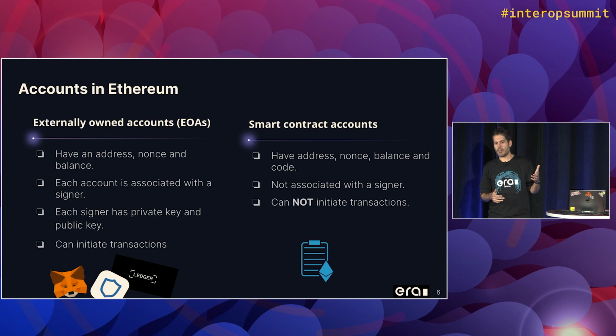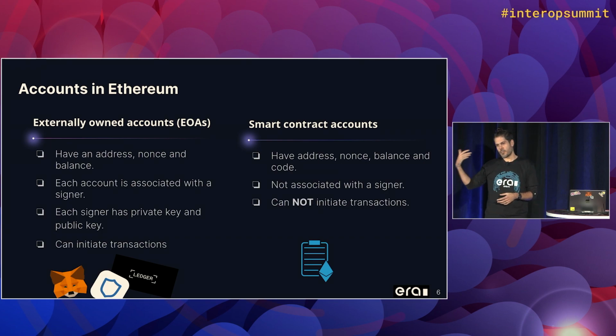The externally owned accounts are your typical MetaMask or Ledger or Trust Wallet. These accounts have an address, a nonce, and a balance. Every single account is associated with a signer, and this signer has a private key and a public key. These are the wallets that everyone uses. You sign your transactions with your private key, and they go into the network.